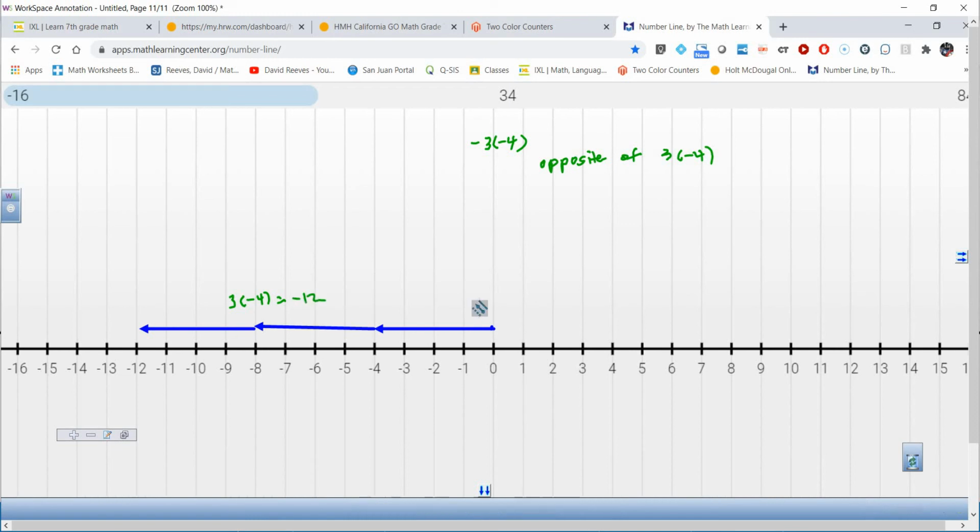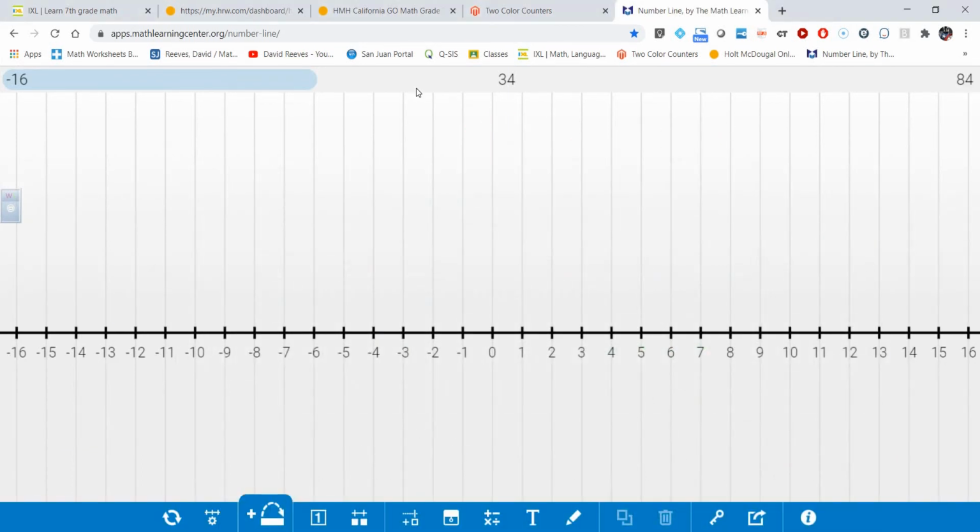But we want the opposite of that. So what do we need to do? We need to go in the opposite direction, right? So instead of ending up at negative 12, we need to end up at positive 12. We need to go the other direction, okay? So negative 3 times negative 4 is positive 12. All right? A negative times a negative is a positive. A negative times a negative is a positive.